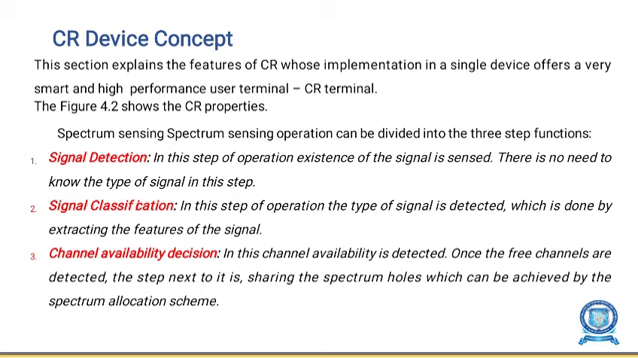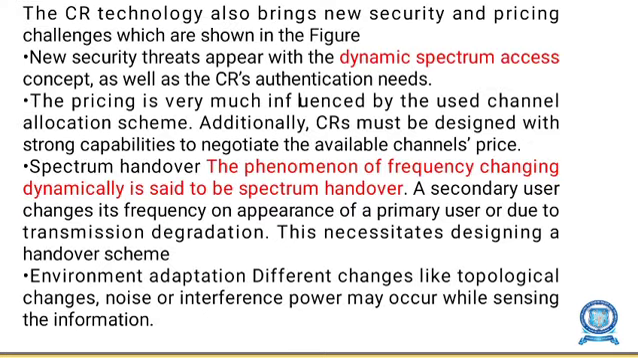Signal classification. In this operation, the type of signal is detected, which is done by extracting the features of the signal. Then channel availability is detected. Once the free channel is detected, the next step is to share the spectrum holes, which is achieved by spectrum allocation.